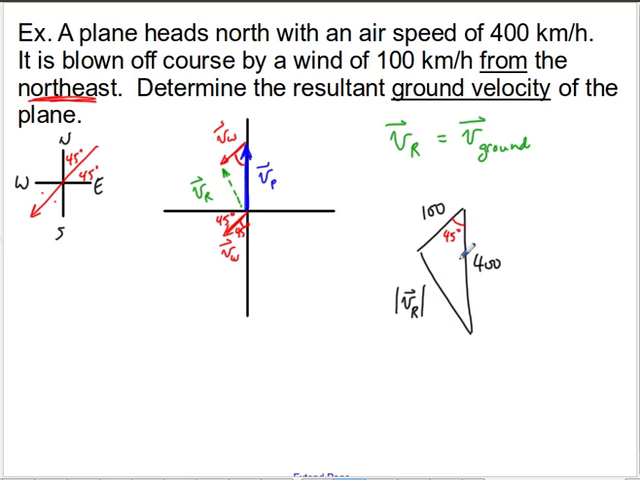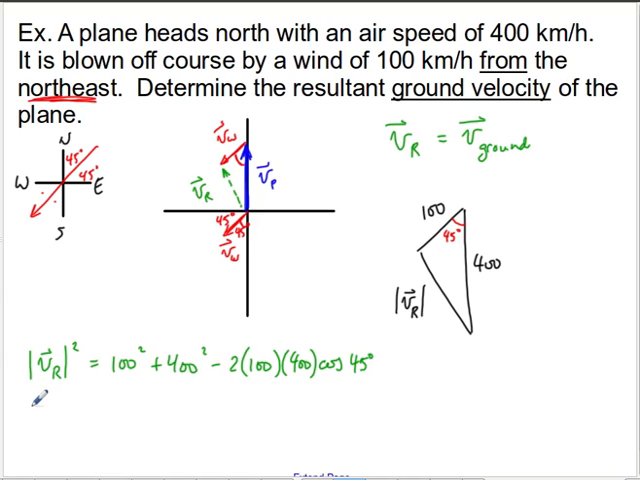So at this point, using triangle methods, we are now ready to find the magnitude of the resultant vector. So the magnitude of V sub r, and I have the angle across, so I have a side angle side situation. So this is going to be cosine law. The magnitude of V sub r squared is going to be 100 squared plus 400 squared minus 2 times 100 times 400 times the cosine of the angle across, which is the cosine of 45 degrees.